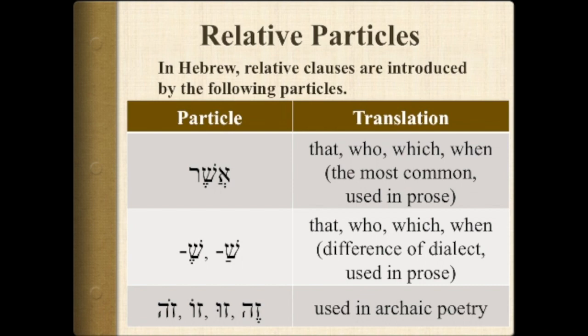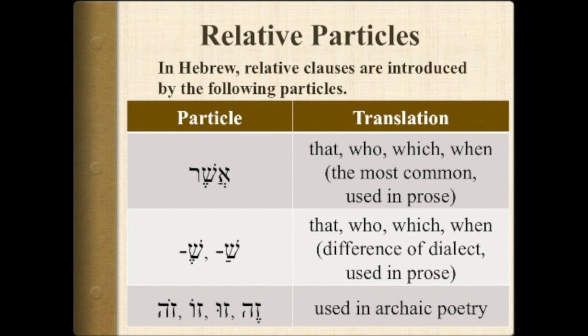variant, sha or she, which is much less common. It doesn't have any different meaning. It just seems to be a different dialect. It's attached to the front of a word. Archaic poetry can use zo or zu or ze as the relative particle that introduces the relative clause.